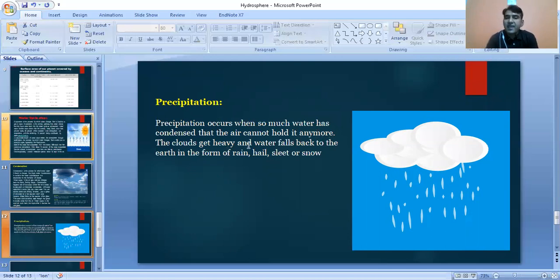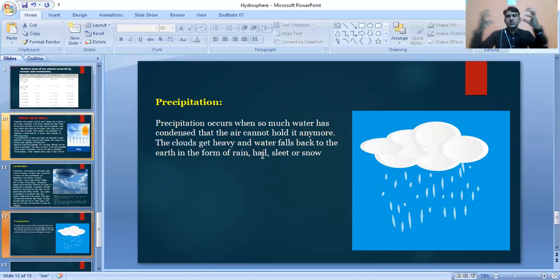The clouds get heavy, and water falls back to the earth in the form of rain, hail, sleet, or snow. So when these clouds start to burst, they give water. That process is called precipitation. In other words, precipitation is rainfall. But precipitation comes in different forms. One is rain, another is hail.